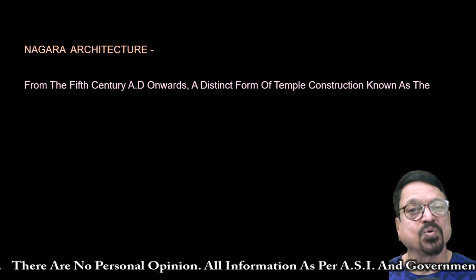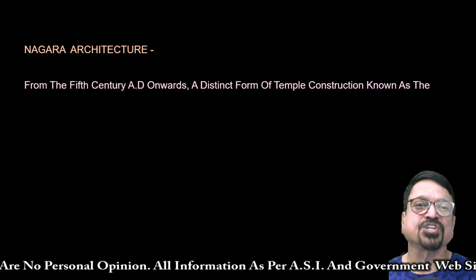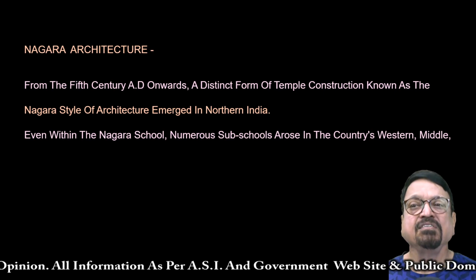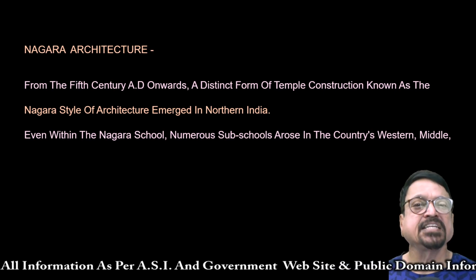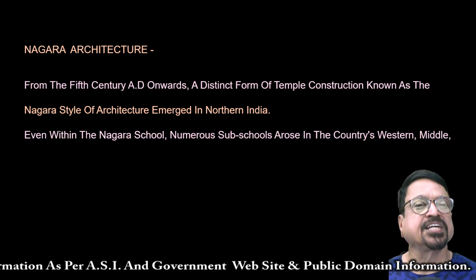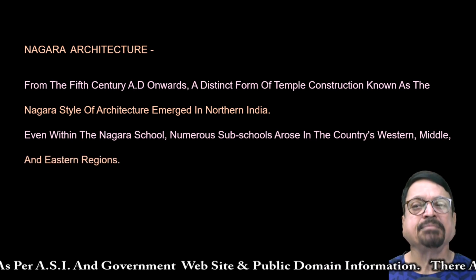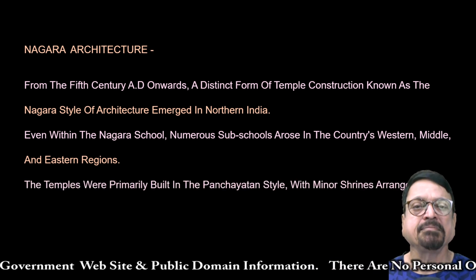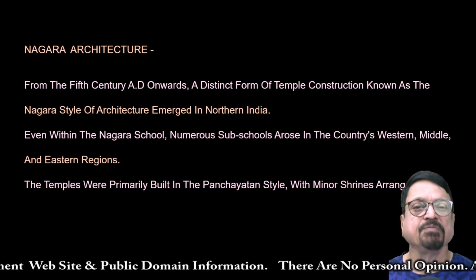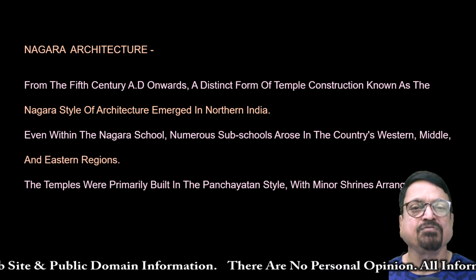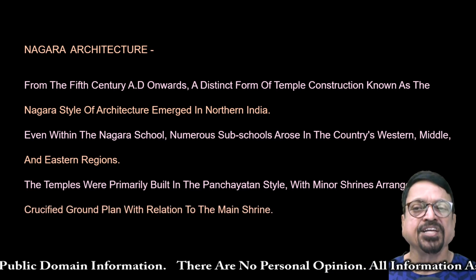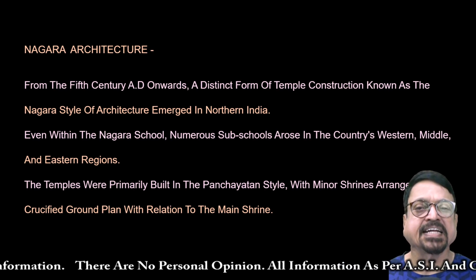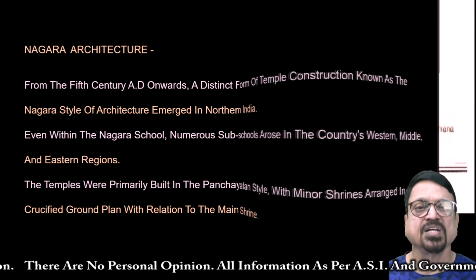From the 5th century onwards, a distinct form of temple construction known as the Nagara style of architecture emerged in North India. Even within the Nagara school, numerous sub-schools arose in the centuries, particularly in the Western and Middle regions, and they spread all over. The temples were primarily built as a Panchayatan, that is 5 shrines. One central, the main deity, and 4 minor shrines around it. Panchayatan, the cruciform ground plan in relation to the main shrine.